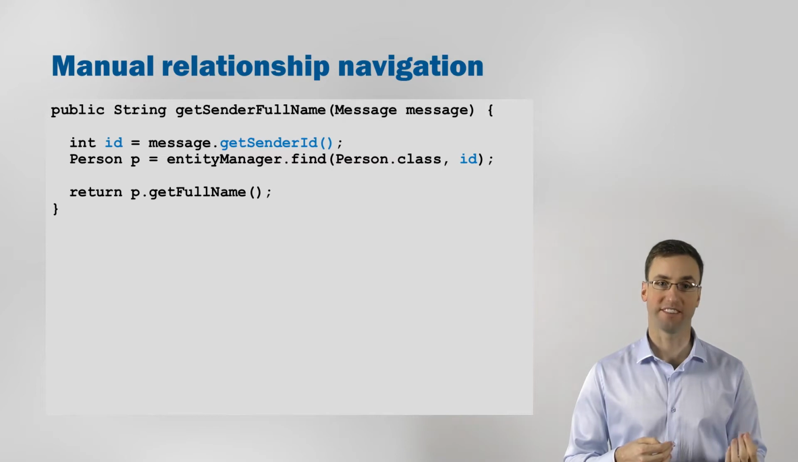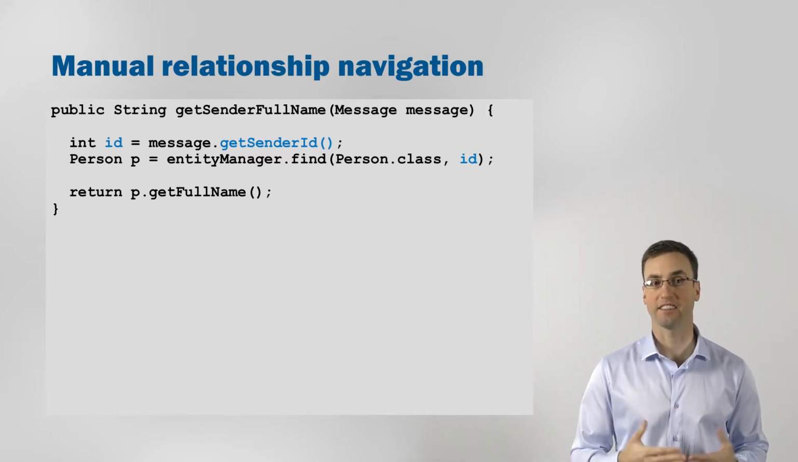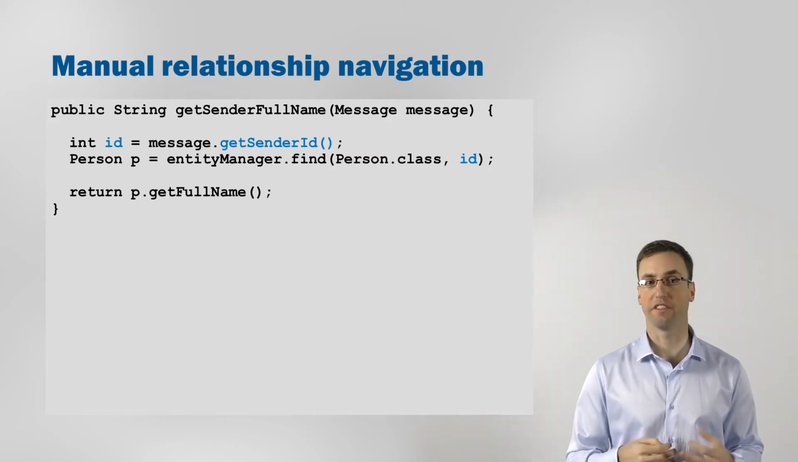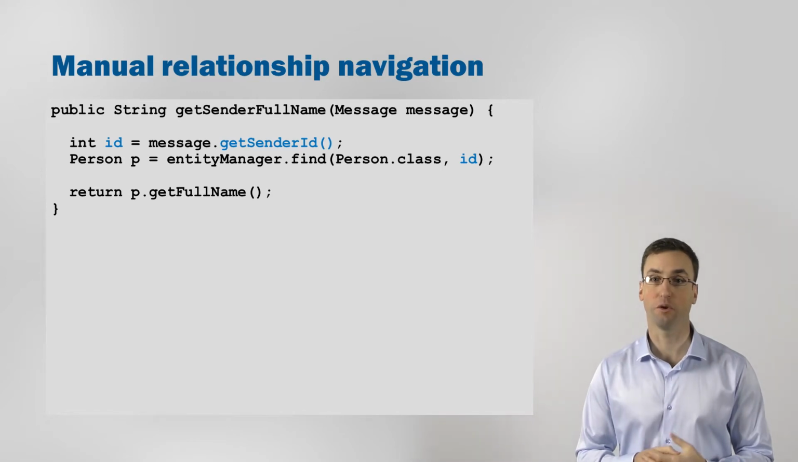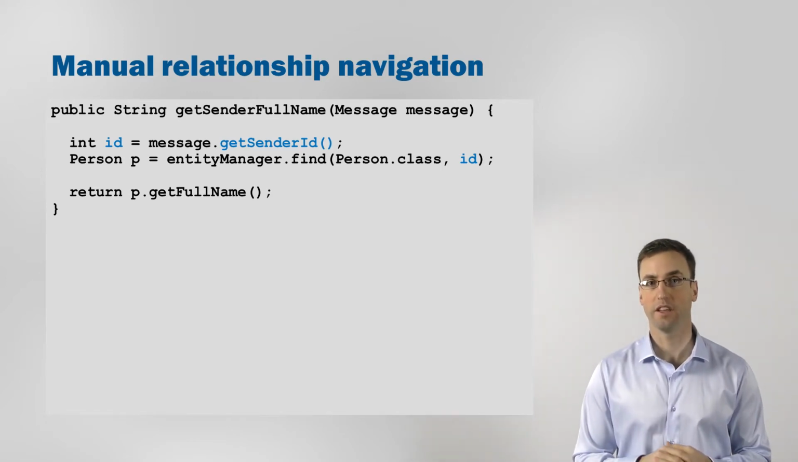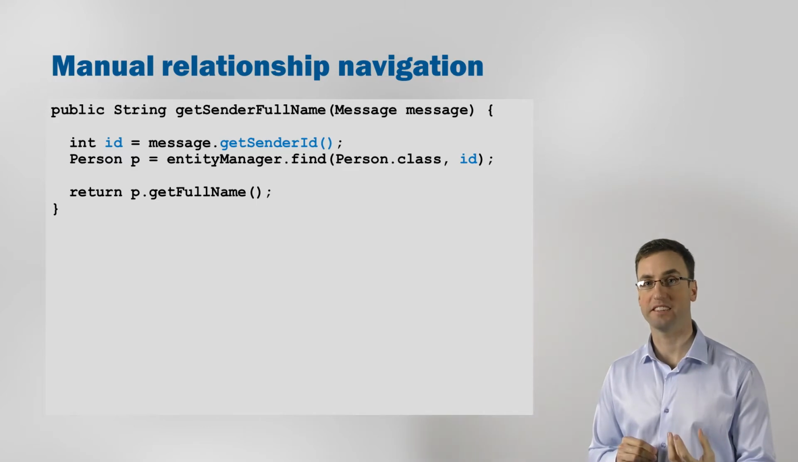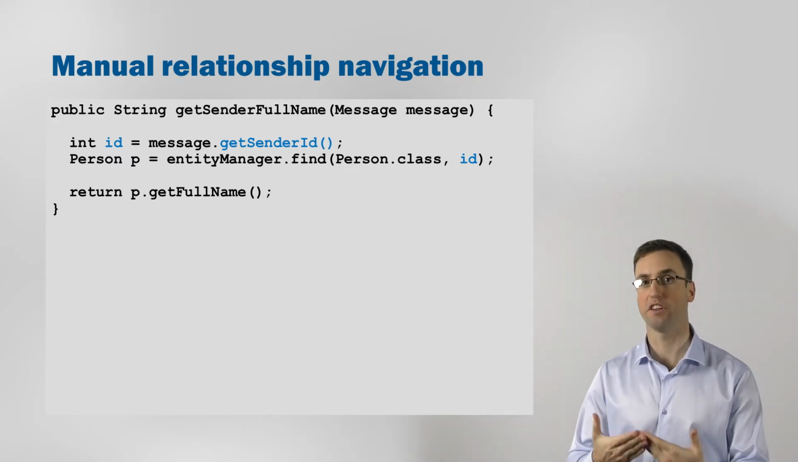JPA can be used as a simple front end to a relational database. You could just give your JPA entity a sender field that you could use to store the value of the foreign key. Here's an example of what it might look like in code if you were to access the foreign key. You'll notice that we get the foreign key from the message and then use that to look up the person by the primary key.